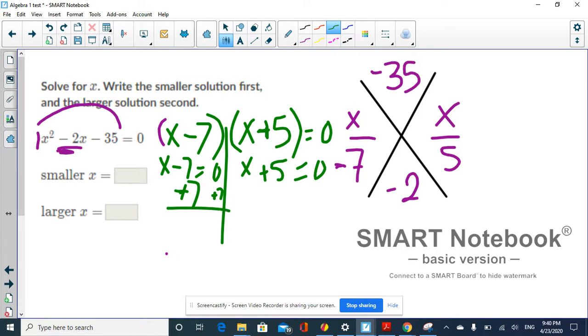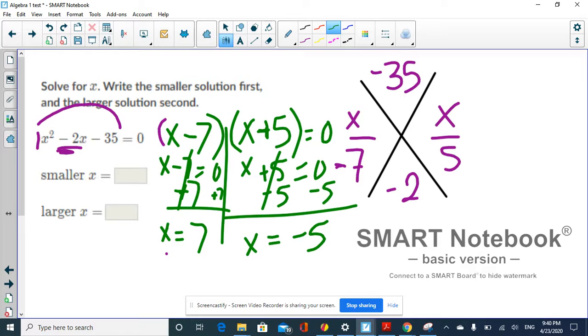To do that, we have to add 7. That means x equals 7. The other side, subtract 5. x equals negative 5. Which one is smaller? Yes, of course the negative number is smaller, negative 5, and the larger is 7. We have 7, this is negative 5.